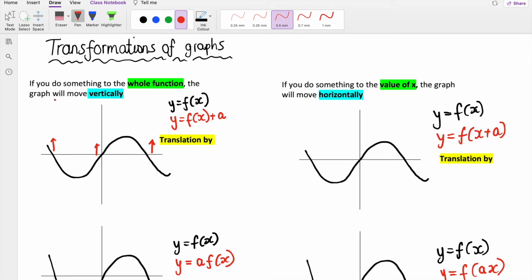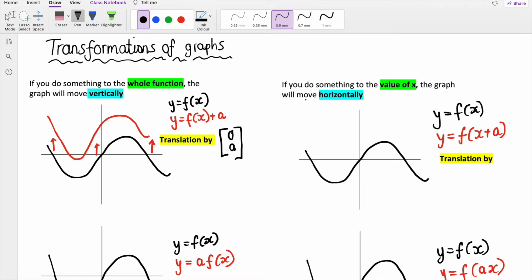So y equals f of x plus a will be something like this. And you can see that that is a translation by the vector (0, a). I've not moved anything in the x direction, but I've moved up by the value of a. Now, if this was y equals f of x minus a, I would then move down vertically.